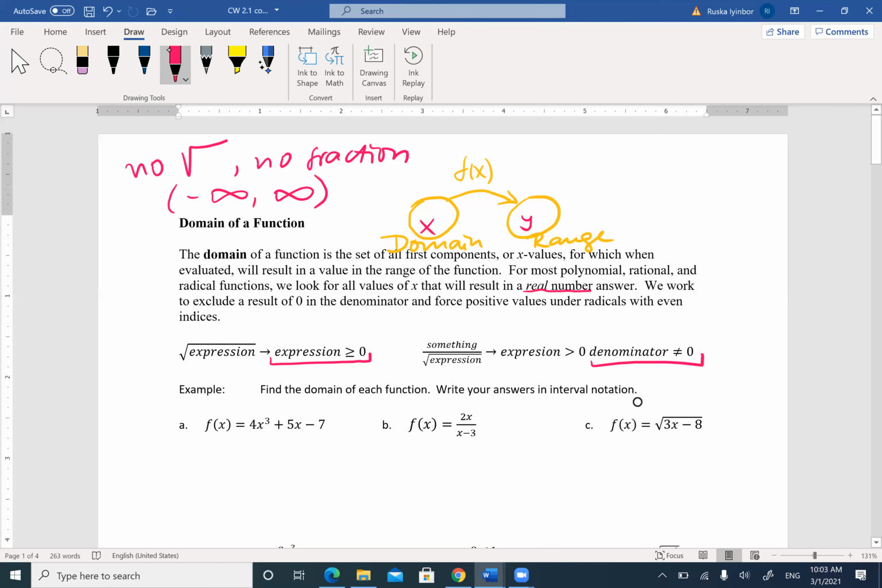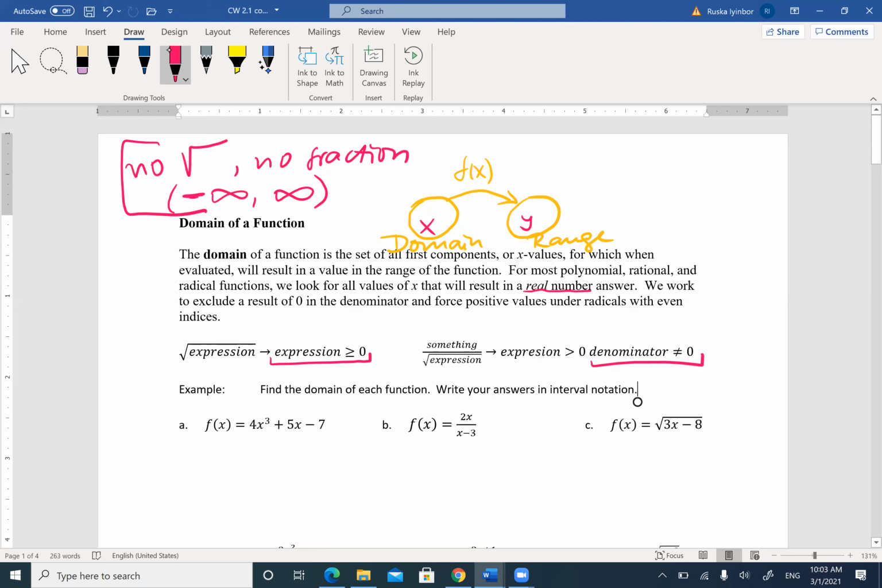Of course, if you have an application problem where we talk about the range, say the revenue, and x is from 1 to 20, that's going to be the domain. But in general, if you're just talking about functions, which is not connected to a real world application, then the domain is negative infinity to infinity. So if you have no fraction and no square root, this is the domain.